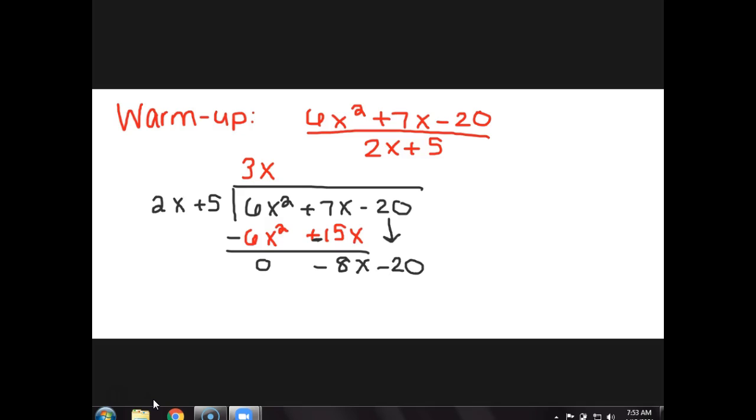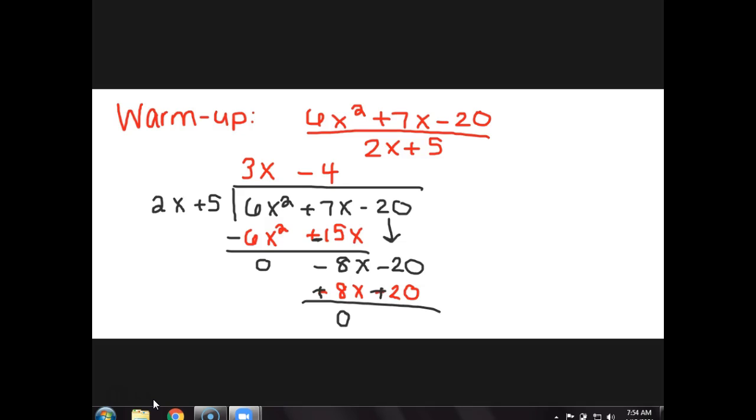So I need to now multiply 2x by something to get to negative 8x. Remember, the first time I multiply through, I want to match the signs. So I'm going to multiply by negative 4. Negative 4 times 2 is negative 8x. Negative 4 times 5 is negative 20. Once I've multiplied through, now I subtract, so that means I change the signs. And negative 8x plus 8x is 0. That's what I need to have happen.